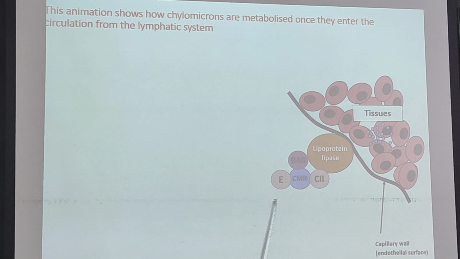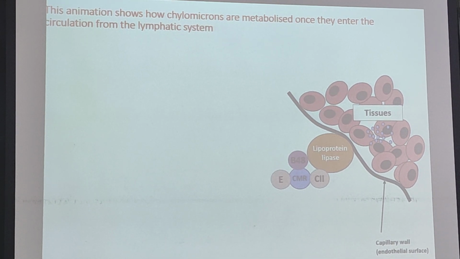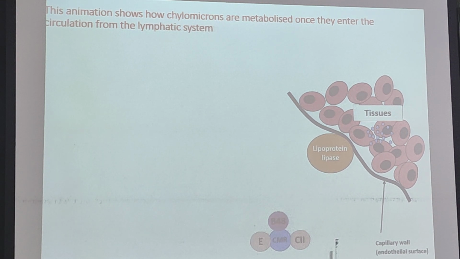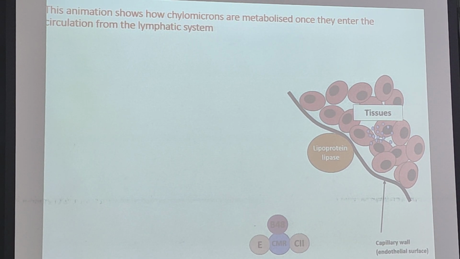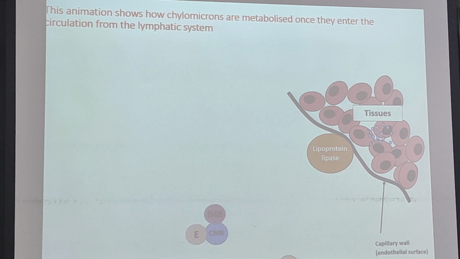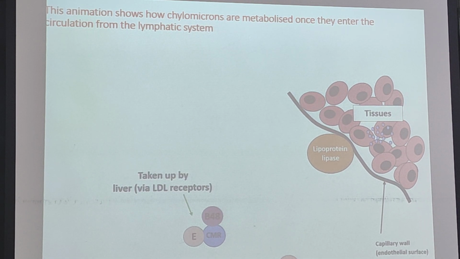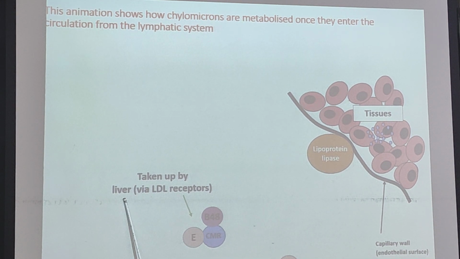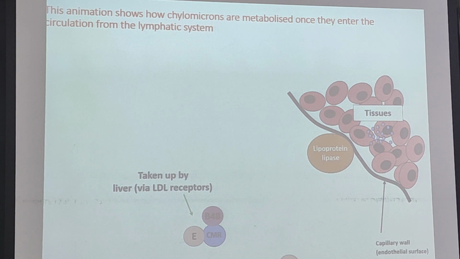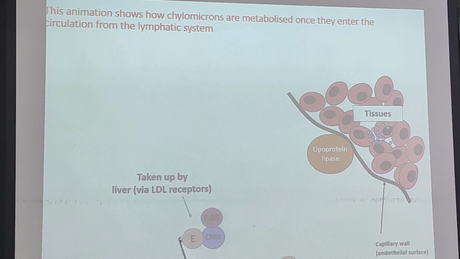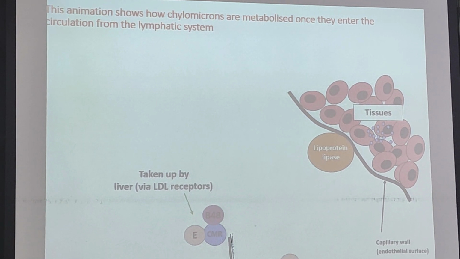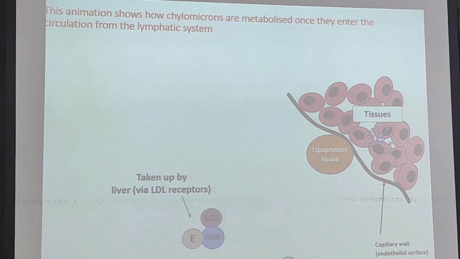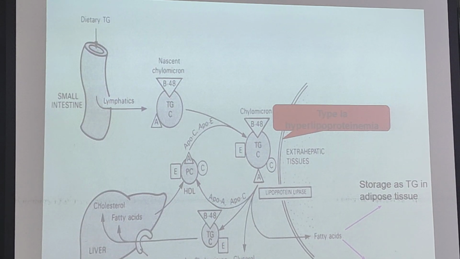So it should go to the liver. First of all, it gives back ApoC2 to the HDL. HDL comes here and receives ApoC2. Then this chylomicron remnant is taken up by the liver. We have a specific receptor, known as the LDL receptor, which is specific for ApoE. For this reason, the chylomicron remnant needs ApoE.